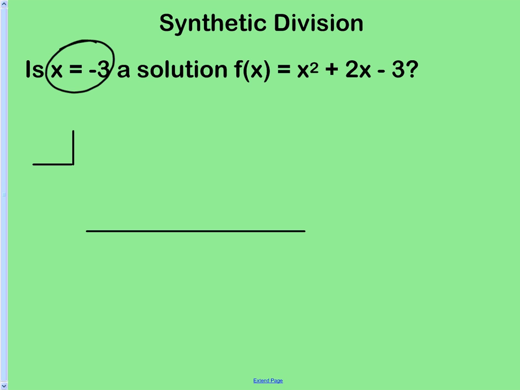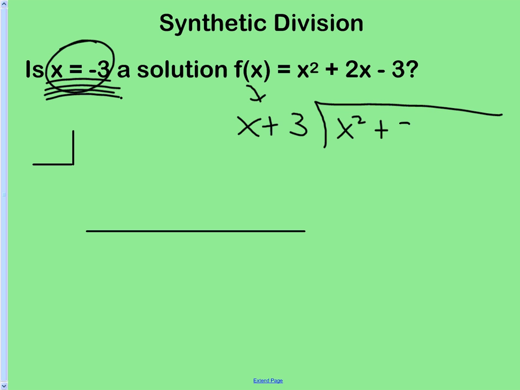Notice how it says x equals negative 3. We never use that in long division. We would have used x plus 3. You know what I'm talking about? This one's called the what? The root. And this one is the what? The factor. Okay. And then I'd go like this, x squared plus 2x minus 3. But you already know how to do that.